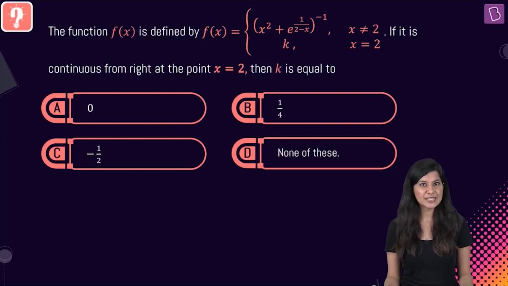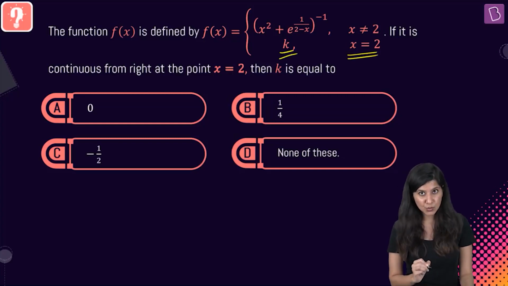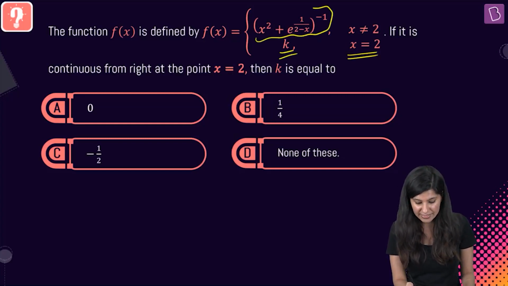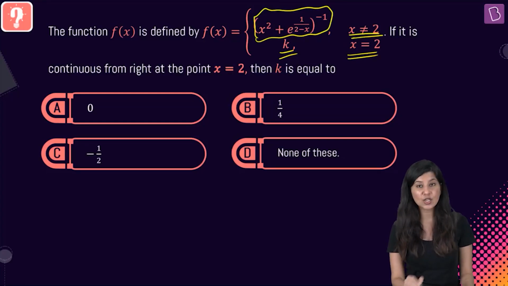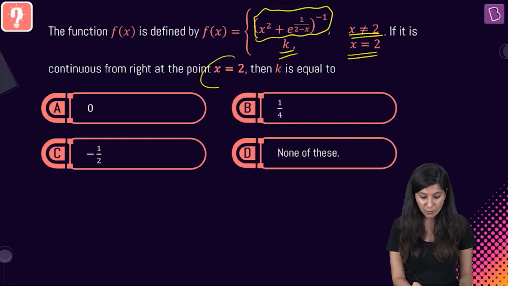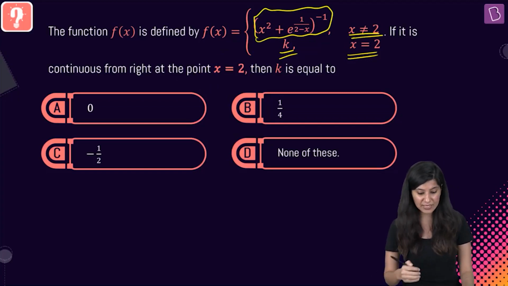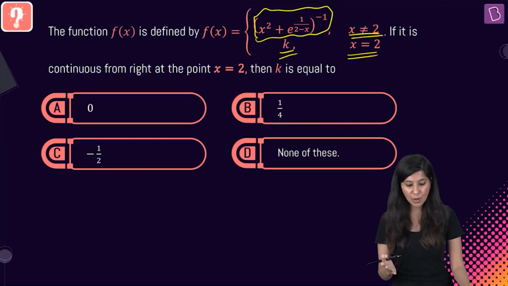Alright, so in this question, it is given that f(x) is equal to k when x is equal to 2, and f(x) is equal to this big expression when x is not equal to 2. It is also given that this function f(x) is continuous from right at the point x equal to 2. Then we need to figure out the value of k. Now, what does that mean? Continuous from right at the point x equal to 2.